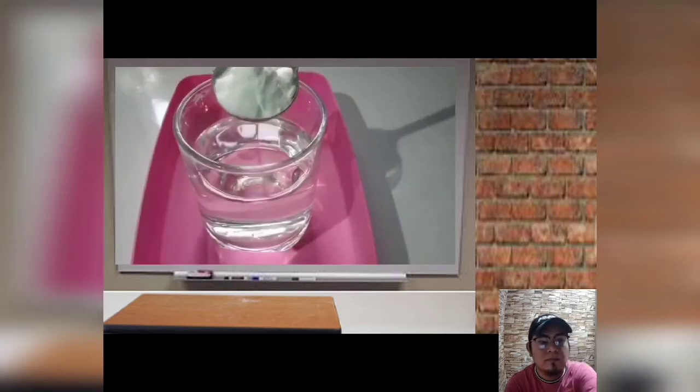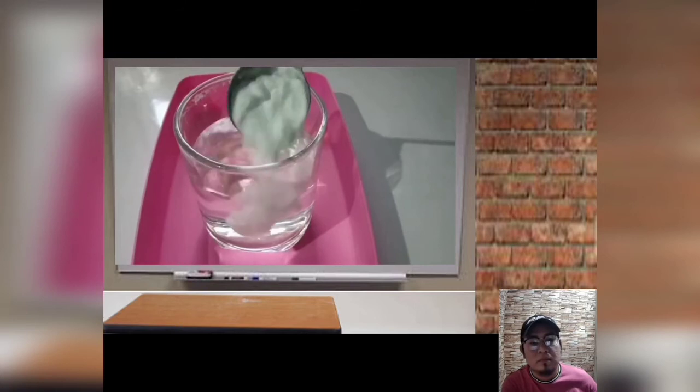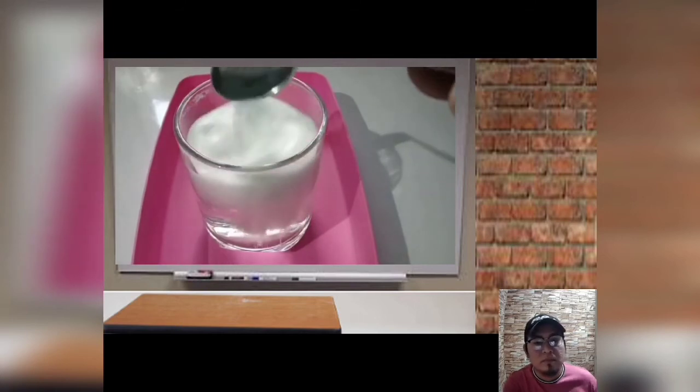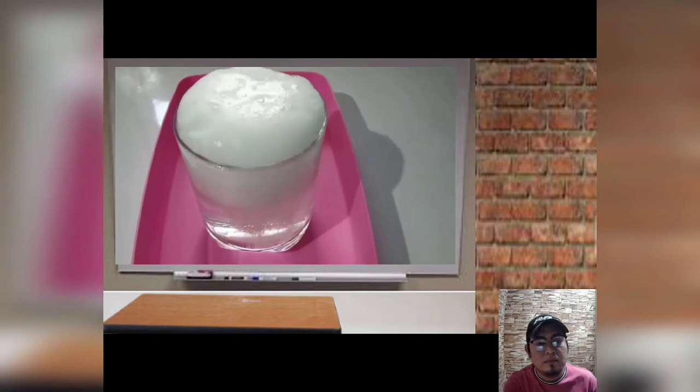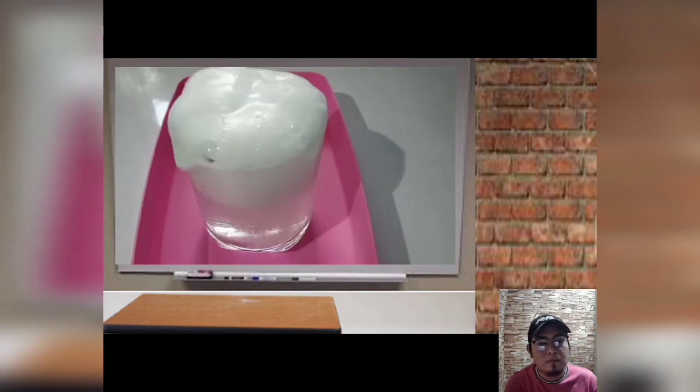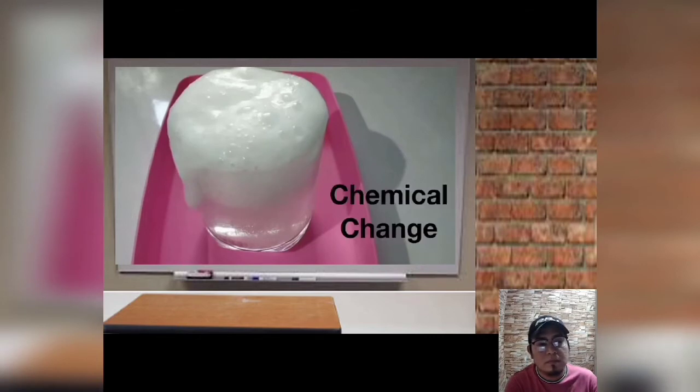Now here is one more you're definitely familiar with. You can watch as we pour baking soda into a cup of vinegar. Do you see all those bubbles filling the cup? That's a gas or a new substance being created. And because something new is being created, this is an example of a chemical change.